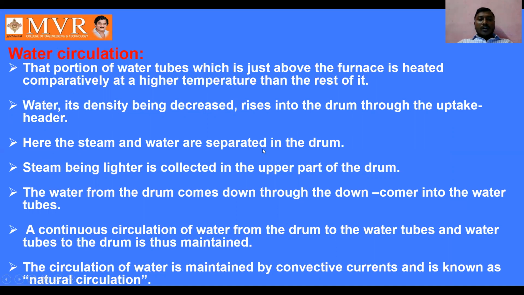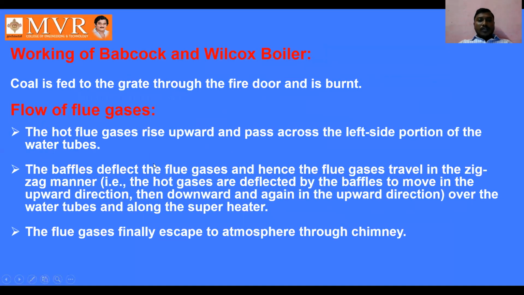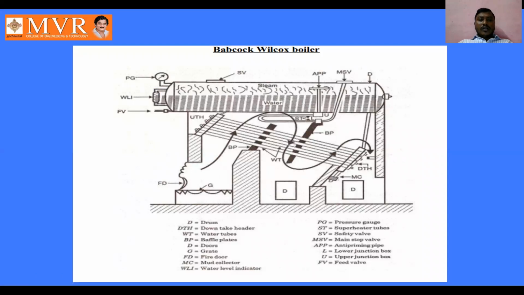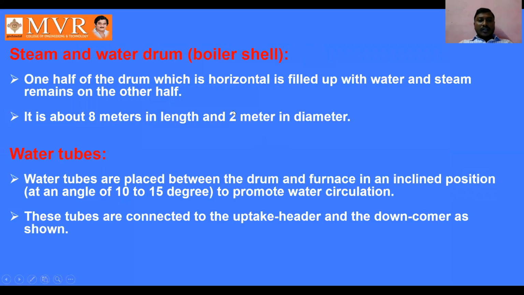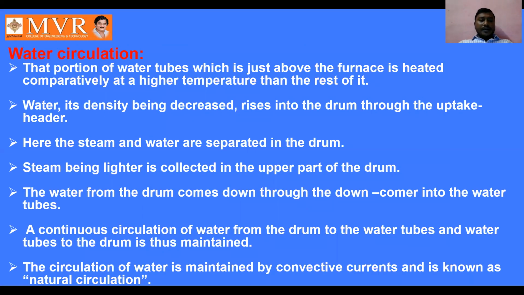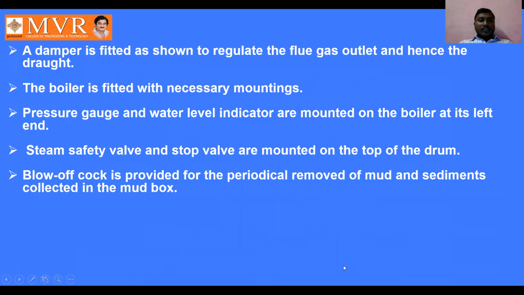Here, the steam and water are separated in the drum. We can observe that the steam and water in the boiler shell have been separated here, and steam, being lighter, is collected in the upper part of the drum. The water from the drum comes down through the downcomer into the water tubes, which I have shown in the diagram. A continuous circulation of water from the drum to the water tubes and from the water tubes to the drum is thus maintained. The circulation of water is maintained by convective currents and is also known as natural circulation.